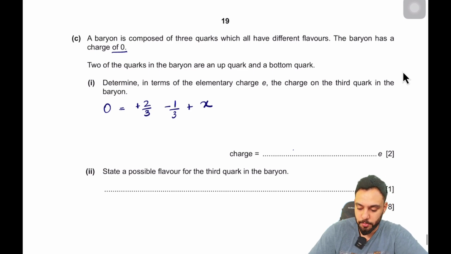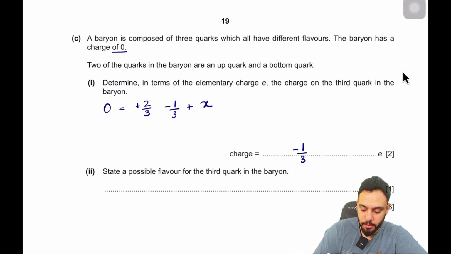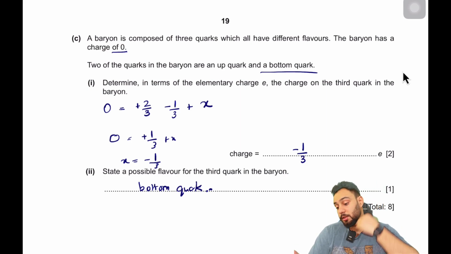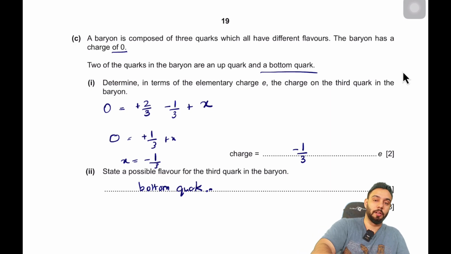So charge is going to be -1/3 e. So eventually you'll just add them up. So you'll be left with +1/3 plus x equals 0. So x is going to be equal to -1/3. So again, it can be a bottom quark, because bottom quark has a charge of -1/3. So that's pretty much it for the whole exam paper of May-June 2023, paper 2-3. Thank you.